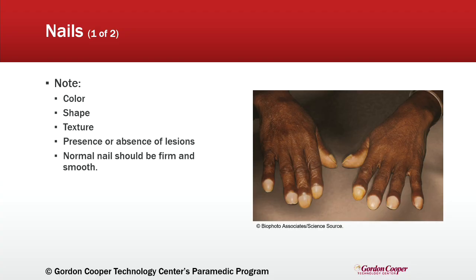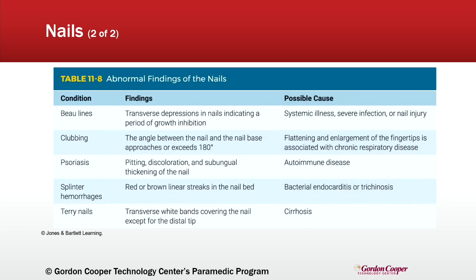And what we see in the image there on your screen, that is clubbing, typically associated with some form of long-term respiratory illness or respiratory problem, such as COPD or something like that. It takes a while for that to develop, a number of years, but it's pretty much a telltale sign whenever you see that present in somebody's fingers.